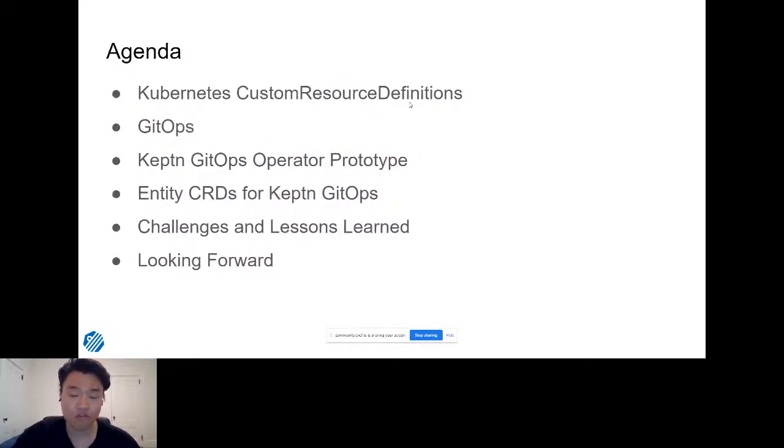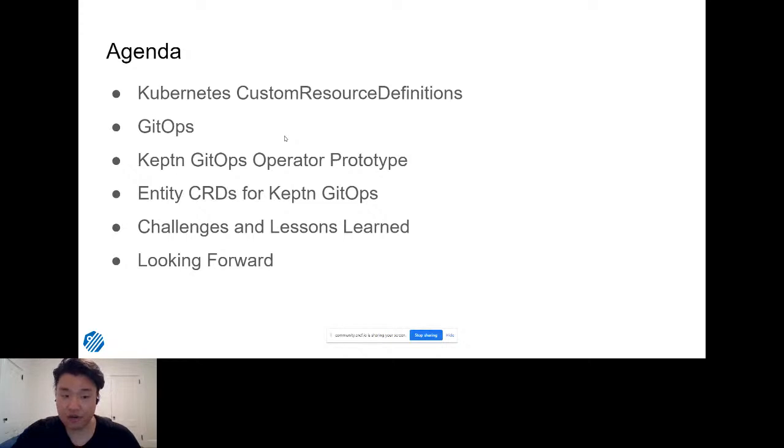So just a quick agenda for today from my end. I'll quickly go over Kubernetes Custom Resource Definitions, as well as GitOps, which are two really important concepts for my project. I also want to touch on the Keptn GitOps Operator prototype that Thomas built, which I'm building on top of. Then I'll talk a little bit about the specifics of my project, and finish off with challenges and lessons learned and what's happening as we move forward.